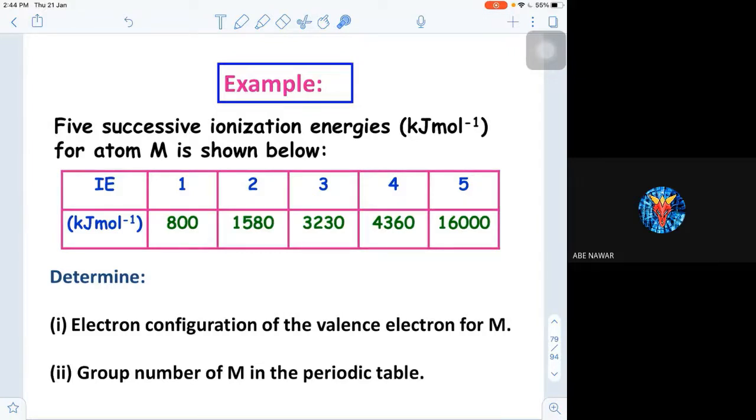When the big jump is between the fourth and fifth, it means that the fifth electron is the inner or core electron. And if the fifth is the first core electron, it means that element M has 4 valence electrons. So when it has 4 valence electrons, which group does it come from? Group 1, group 2, 13, 14, 15, 18, which one? 14.